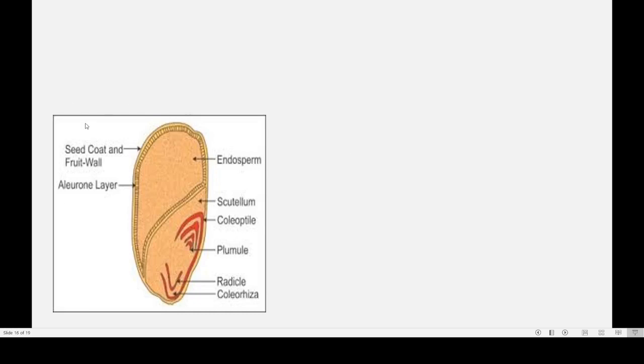Here you can see this is the monocot seed, the maize seed, and here you can see the presence of the embryo. Here also you see all the structures: scutellum, that is the cotyledon. Here you will find the plumule. Here radicle is present along with the presence of endosperm. Now what is the role of this endosperm? That we all know, it is nutritive in nature.